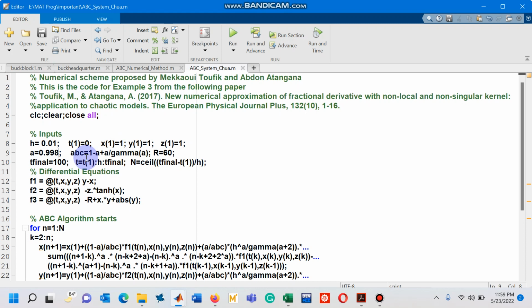You can choose any fractional order here, and this is the formula of ABC defined in the research paper, and this is the value of the parameter which is being used in one of the equations of our system. So these are the three differential equations given in this example number 3. The equations are F1, F2, and F3.